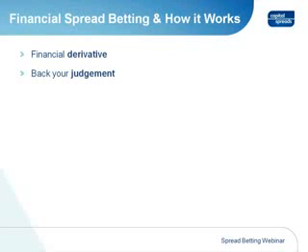So to start with, what is financial spread betting? How does it work? Well, in its simplest form, financial spread betting is a vanilla derivative. That means plain and simple derivative. And what we do is we take the real underlying price of financial markets and we derive our very own price. So as the financial markets move up and down, so does the Capital Spreads price.